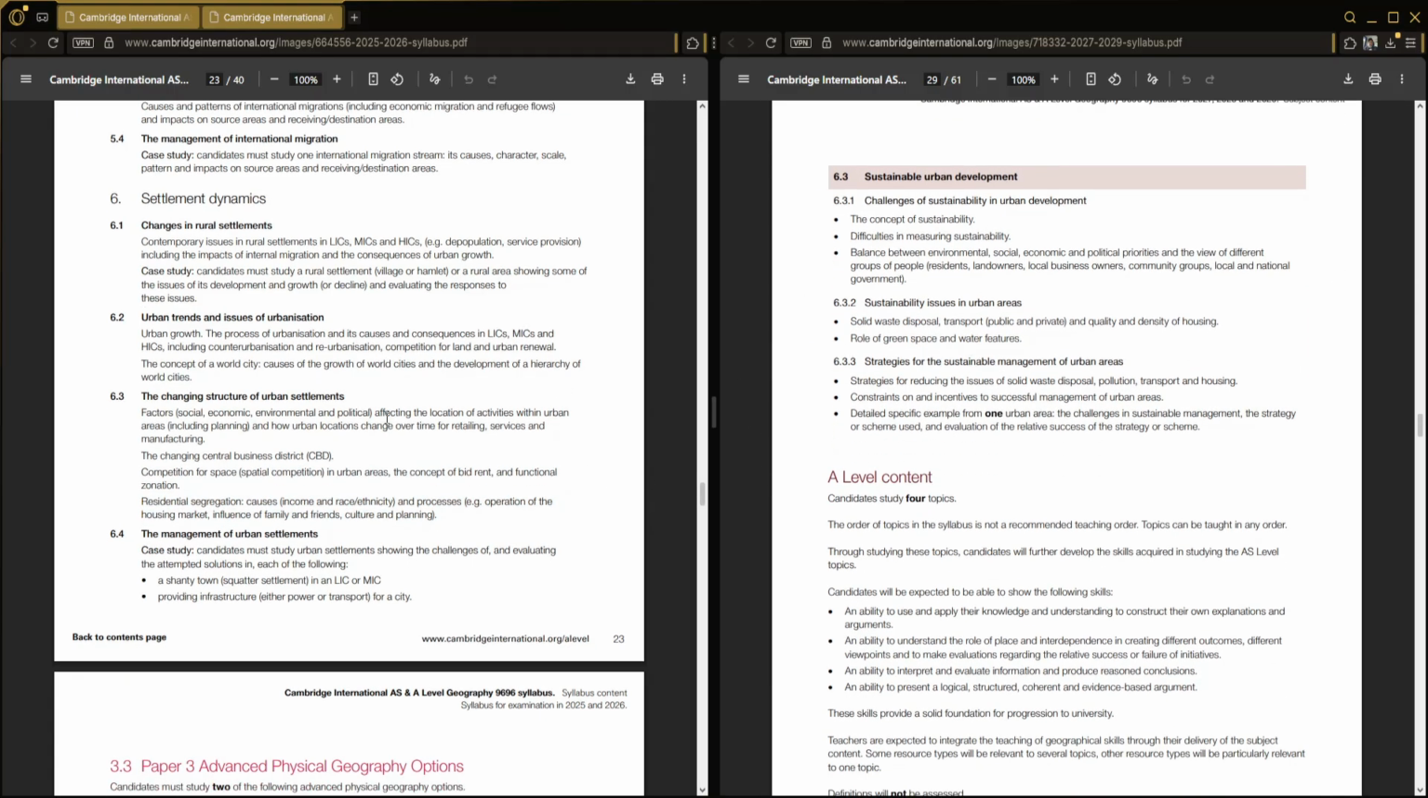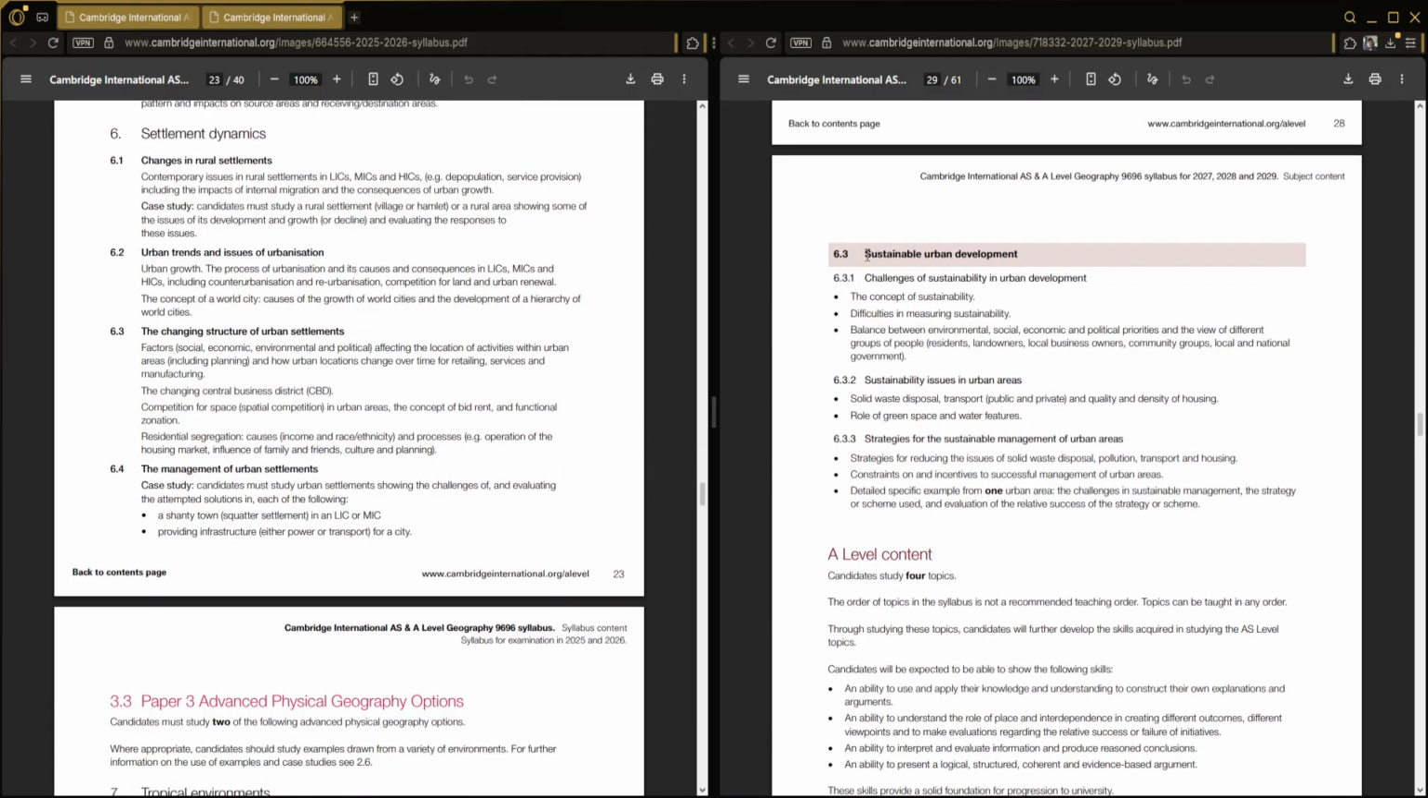Last thing over here, it's something quite different. 6.3 is sustainable urban development. Previously, it's just management of an urban settlement. Now you're going to talk about sustainability, and obviously what is sustainability and why sustainability is kind of subjective. And then you need to know about how people can balance sustainability. There are so many stakeholder views, and how urban areas try to find a balance in that.